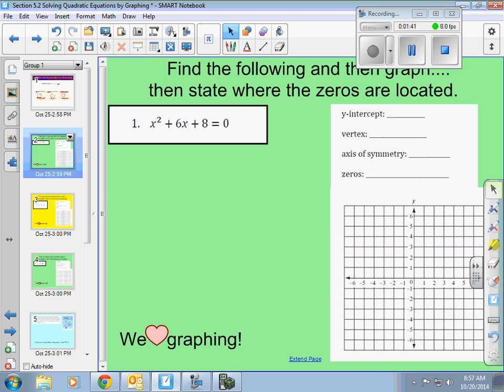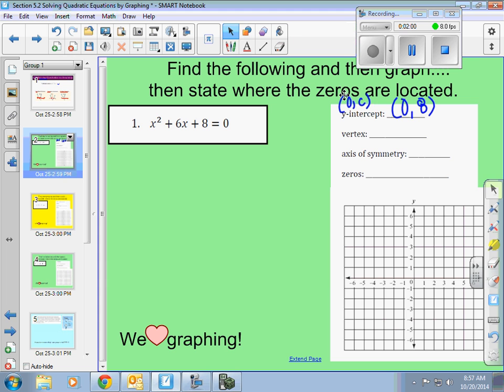So 1 says x squared plus 6x plus 8 equals 0. So we have it already set equal to 0. So we need to graph it, and then we're going to find the solutions. Well, we know from yesterday that our y-intercept is our c value. So it's, remember, the ordered pair 0, c. So in this case, 0, 8.